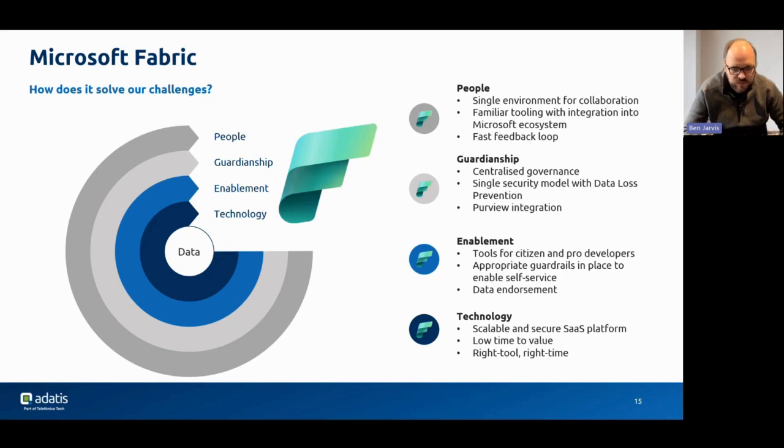And the tooling is very familiar for those that are familiar with the Microsoft ecosystem. So if you've used Office 365, then Fabric will be very familiar. And again, because we're in that SaaS environment, we can create a really quick feedback loop. So we can get data into the tool really quickly and start delivering value from it. And that helps to get the business brought into the tool and helps to get them working with us to deliver those data sets. So we're delivering data that aligns to their business objectives.